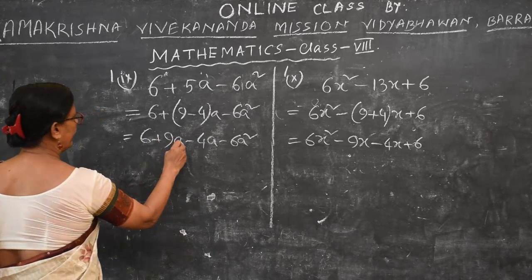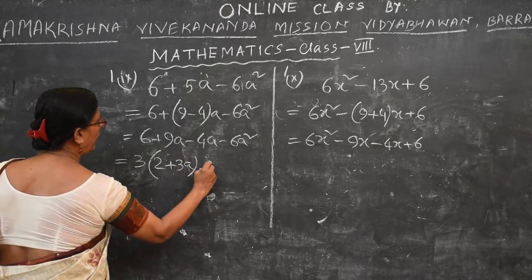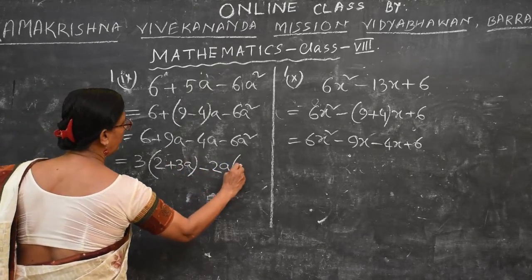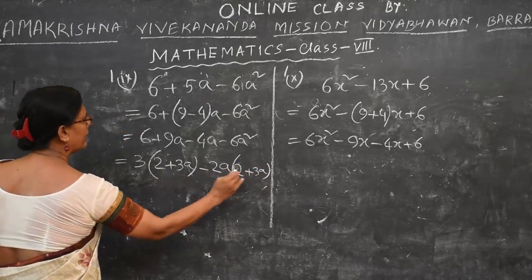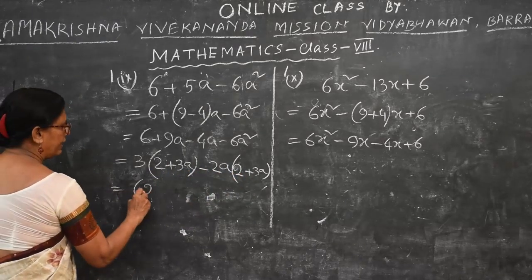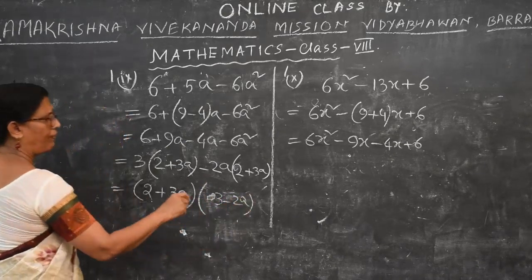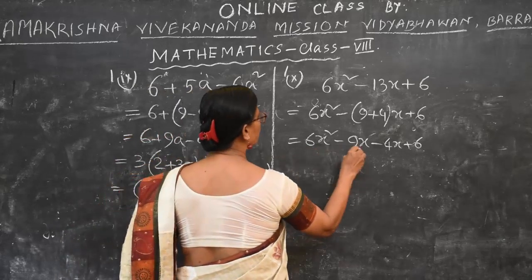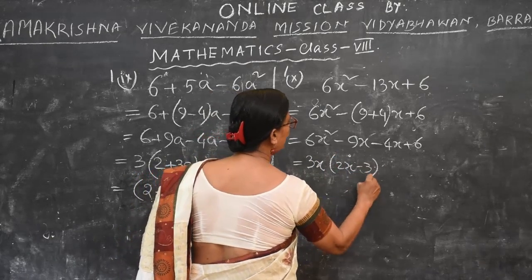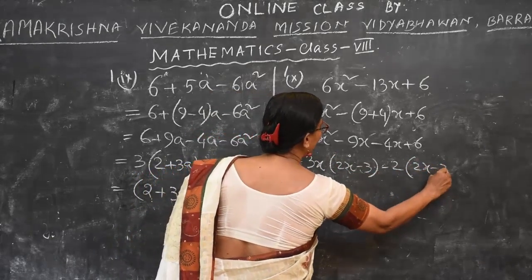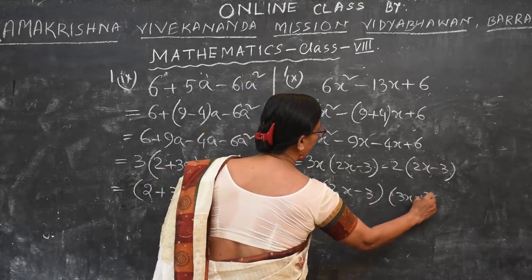So here 6 and 9a, we take 3 as a common. So 2 is left here, 3 minus 2a is taken as a common. So 2 is left here plus 3a. See, within the bracket the same things, it is identical. So 2 plus 3a as a common, 3 minus 2a is the other part of the factorization. Here, both from these two, 3x is taken common, 2x minus 3, minus 2 is a common, 2x minus 3. So 2x minus 3 is a common, 3x minus 2 is the left of the other one.